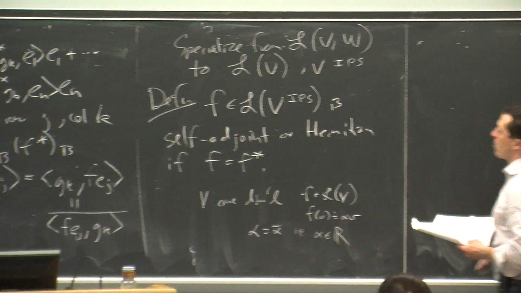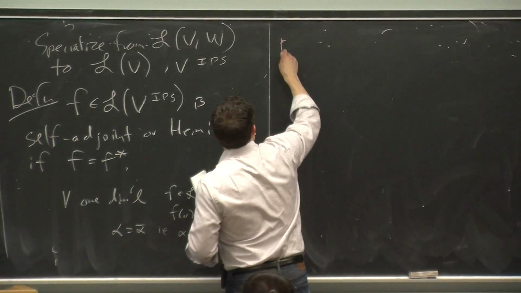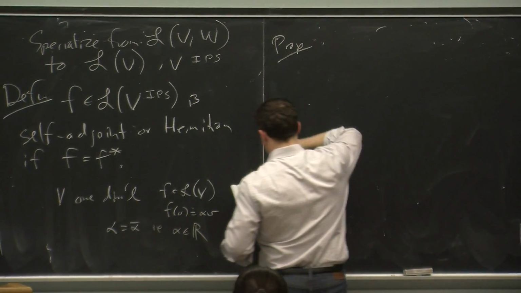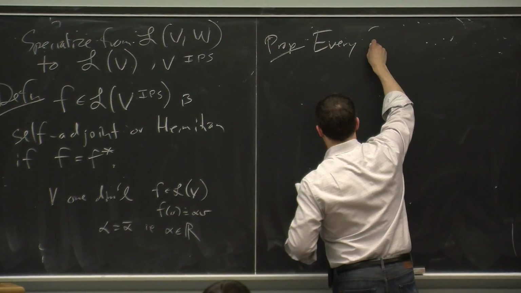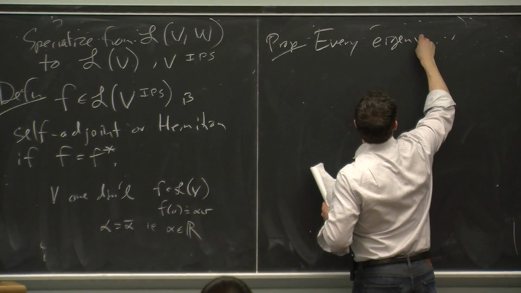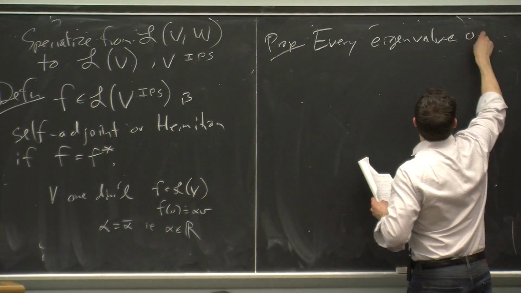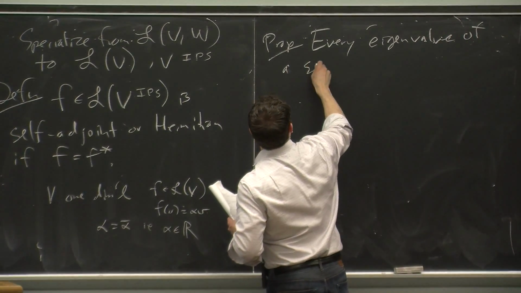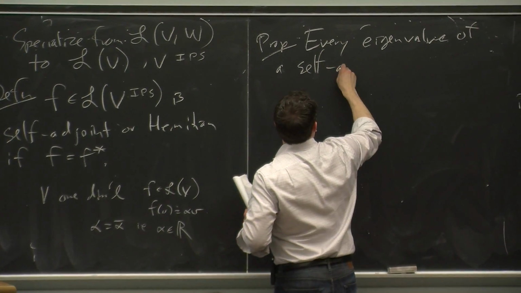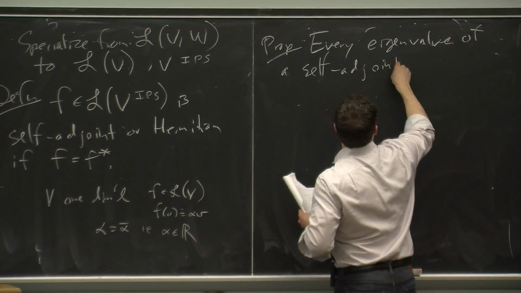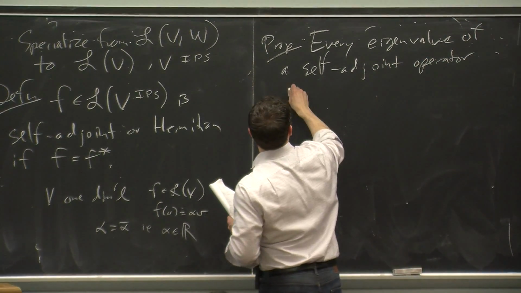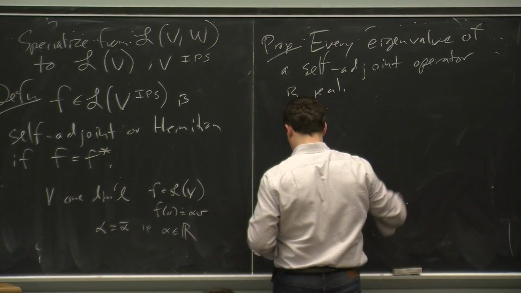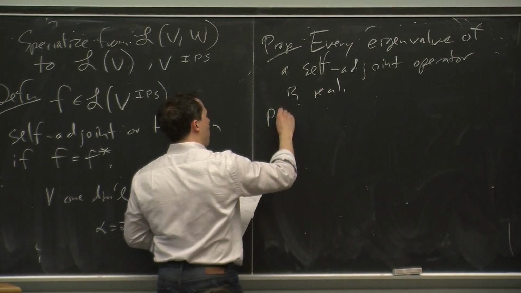So to continue with some properties of these things, reasons why we like them: every eigenvalue of a self-adjoint operator is real. So why is that?